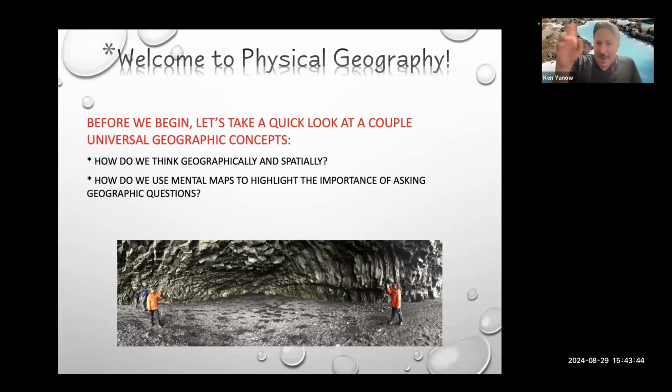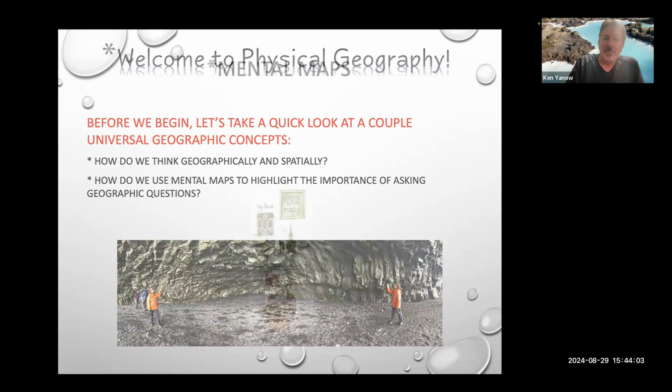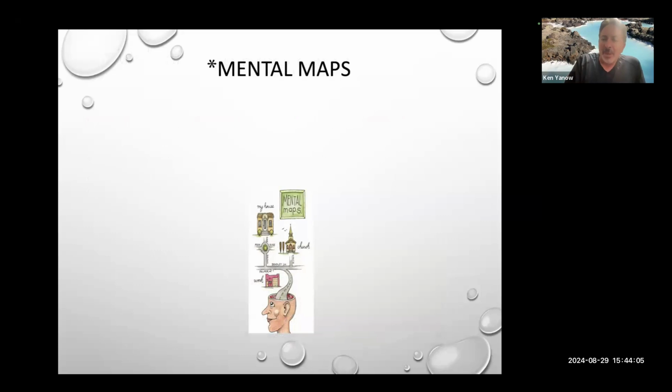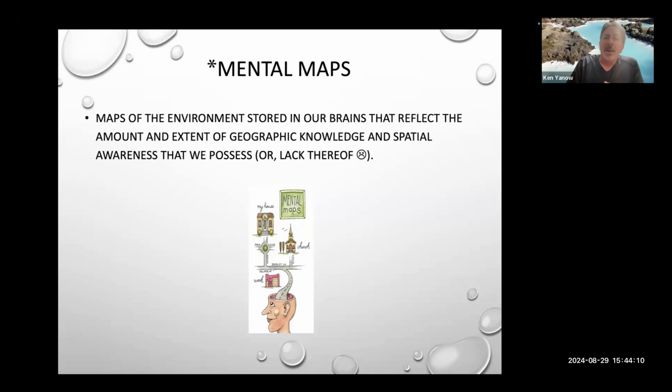How do we use mental maps to highlight the importance of asking geographic questions? Mental maps we'll get into in just a second, but that is our shared or individual understanding of a certain place. And so mental maps are going to form a lot of our thinking. So what is a mental map? Again, a mental map is what you know and how well you know it. Maps of the environment stored in our brains that reflect the amount and the extent of geographic knowledge and spatial awareness that we possess, or lack thereof.